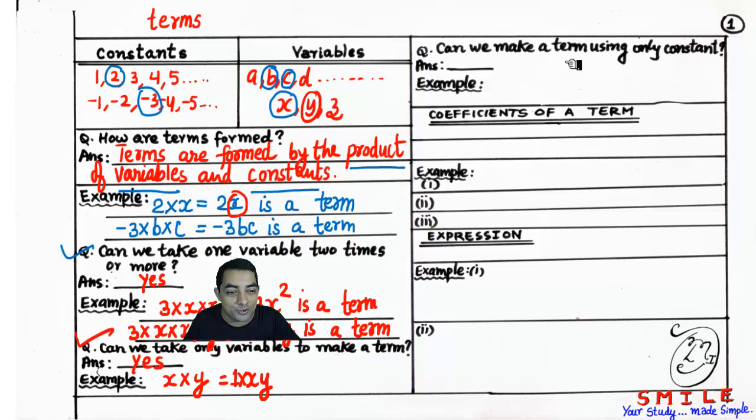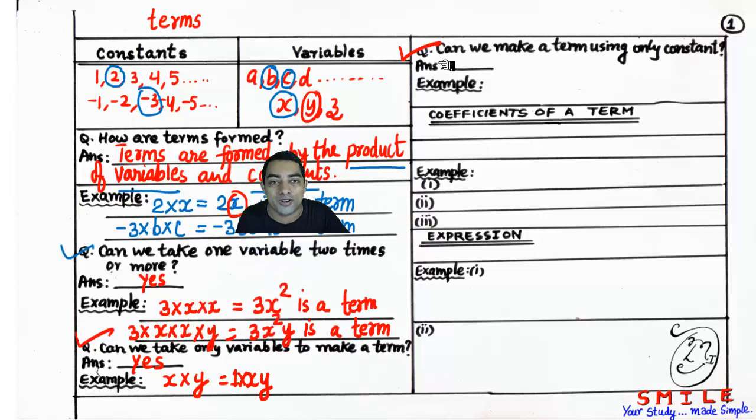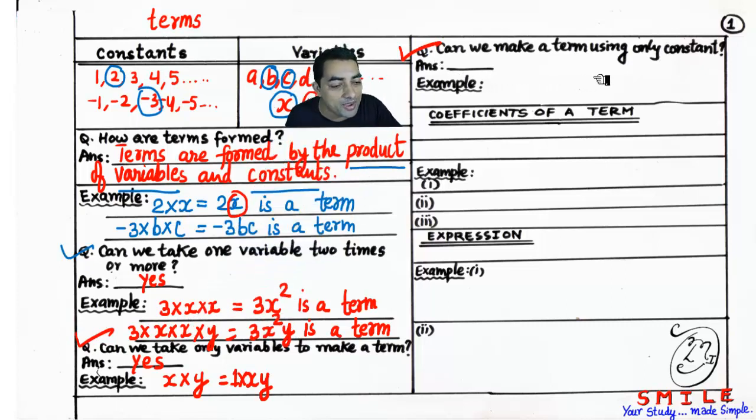We come to the third question. The third question which students often ask is, can we make a term using only a constant? And the answer is yes. Very strange, but yes, we can have it. For example, 100. This is a term in itself. We are using only a constant, but this again can be taken as a term.